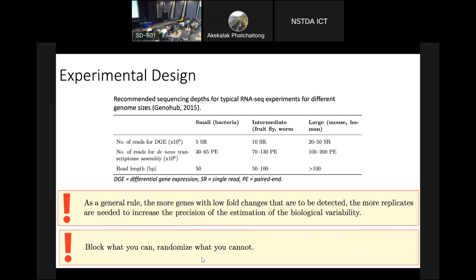And as part of this, you should also randomize what you cannot block. Block here means stratification. If you can stratify your samples based on which tissue, compartmentalize them, then it's going to just increase your chances of getting better signals. So block wherever you can, and if you cannot, then randomize, just to increase that spread.